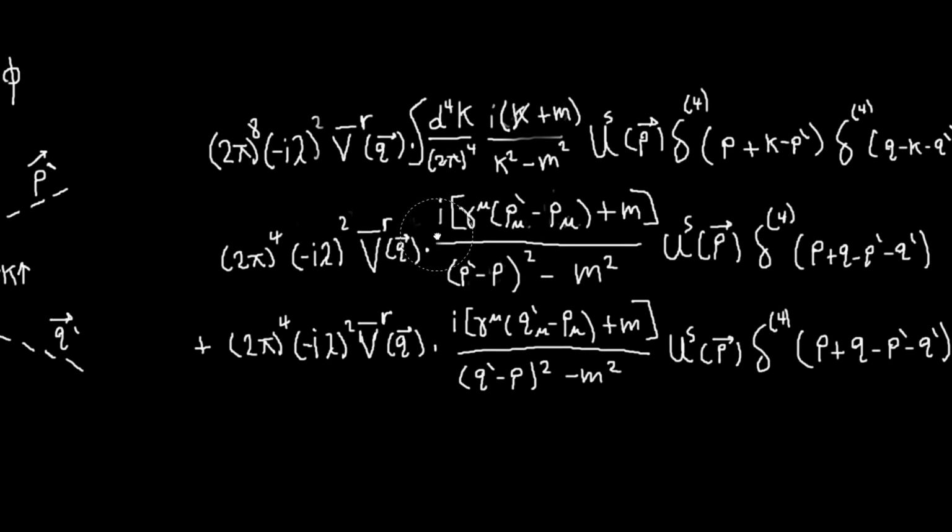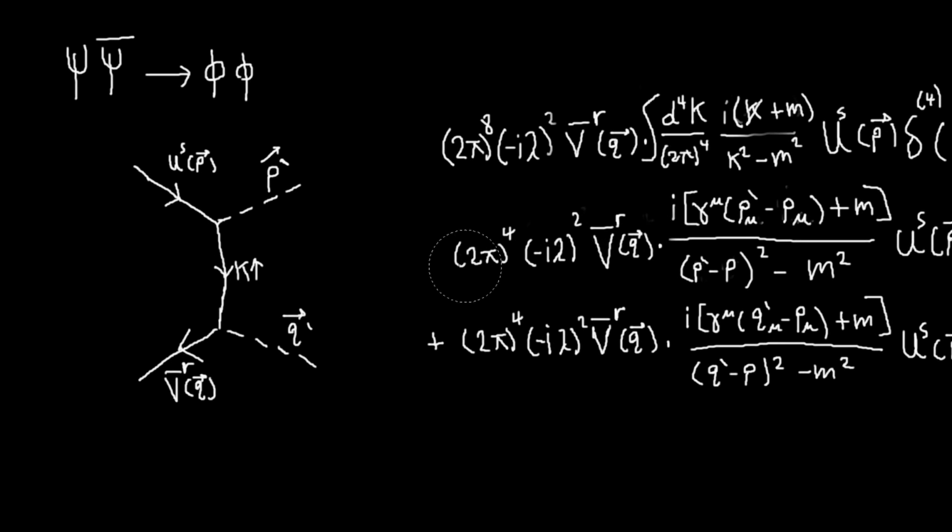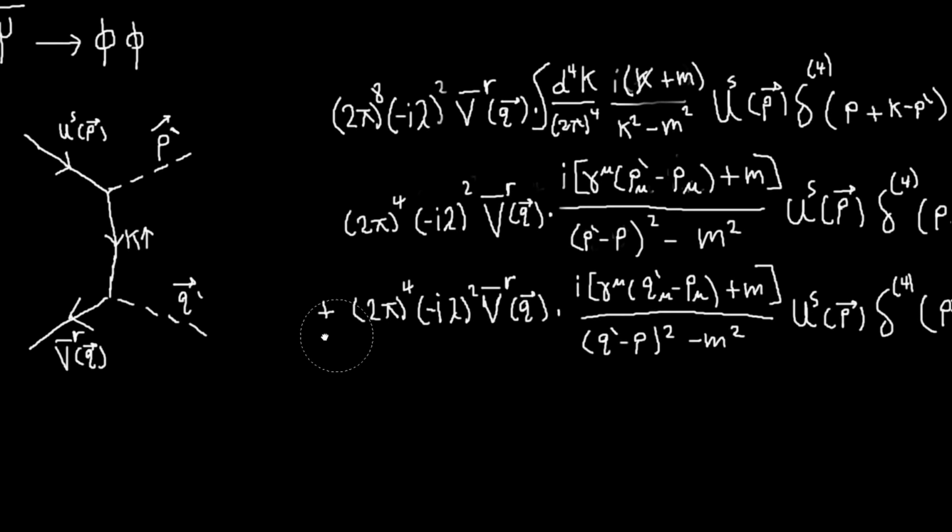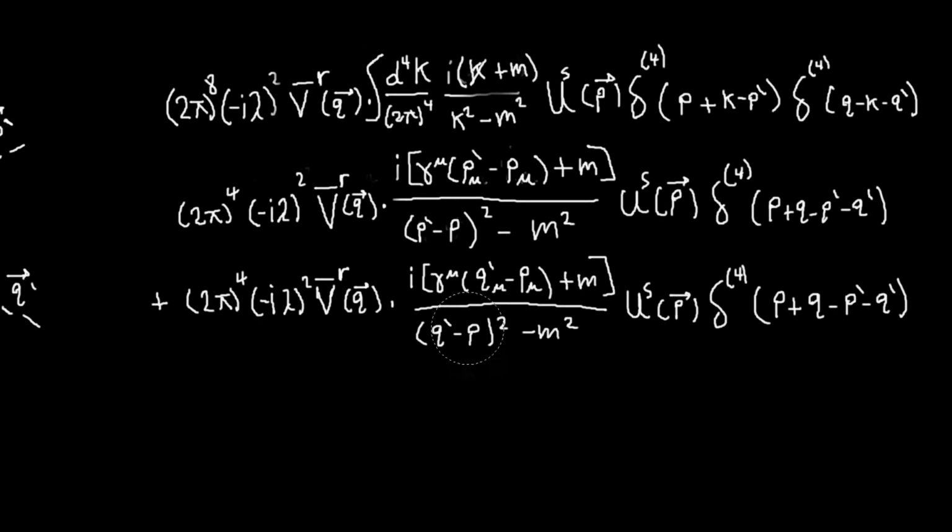And then interestingly, the other Feynman diagram you could make is to flip your p prime and q prime. But since you're flipping bosons, you don't get a minus sign. So you still have a plus sign, you just exchange q prime and p prime, and that's how you get the second term.